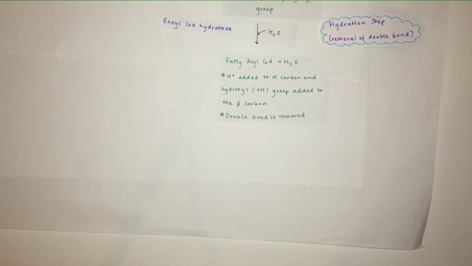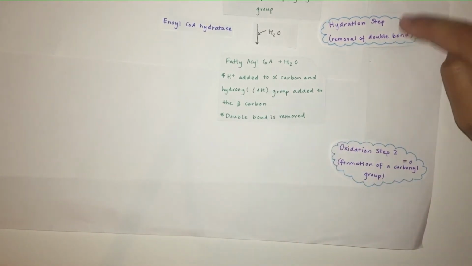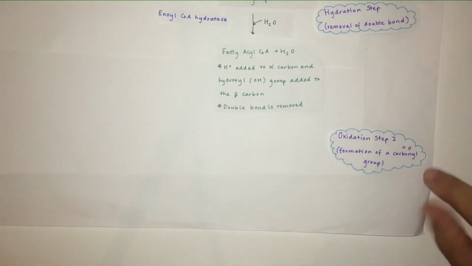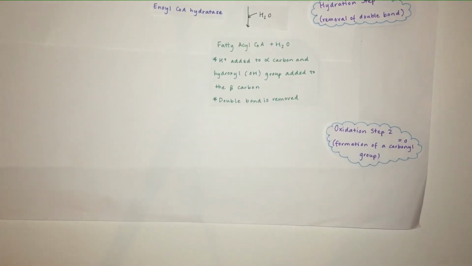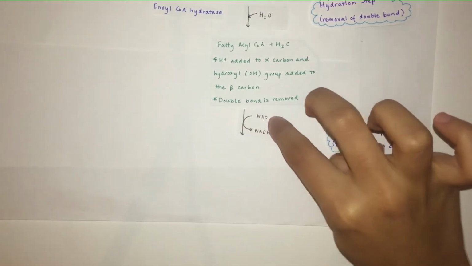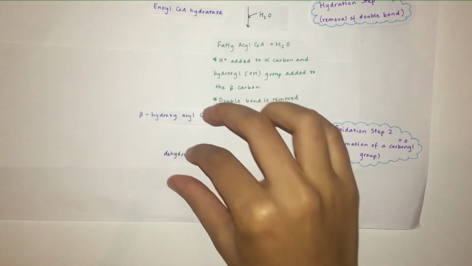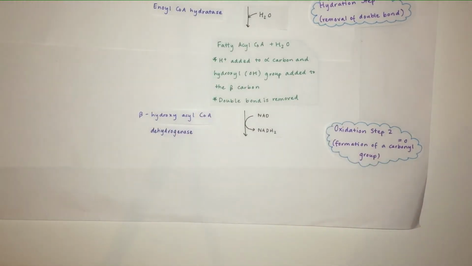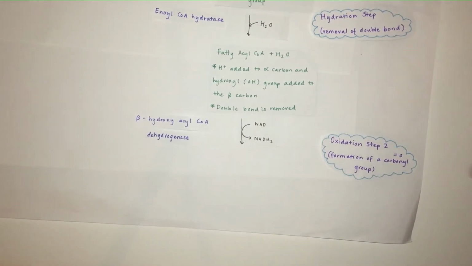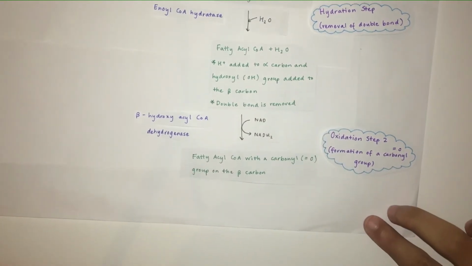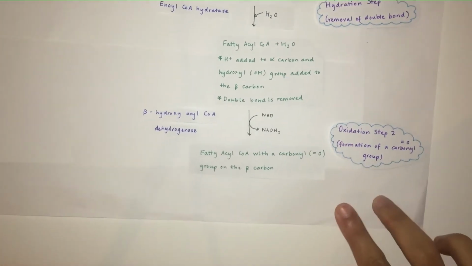oxidation step 2. So we formed a double bond, then we removed a double bond. Now we're going to form a carbonyl group, which is a double bonded oxygen. So an NAD is converted to an NADH. Again, you should be thinking dehydrogenase must be involved. And in this case, it's beta-hydroxyacyl-CoA dehydrogenase. We remove the double bond in the last step, and now we're going to form a carbonyl group. So we form a fatty acyl-CoA with a carbonyl, which is a double bonded oxygen group, on the beta carbon. And that's where it's located.